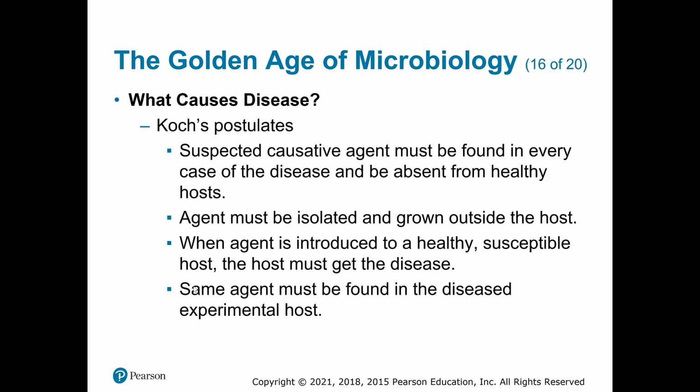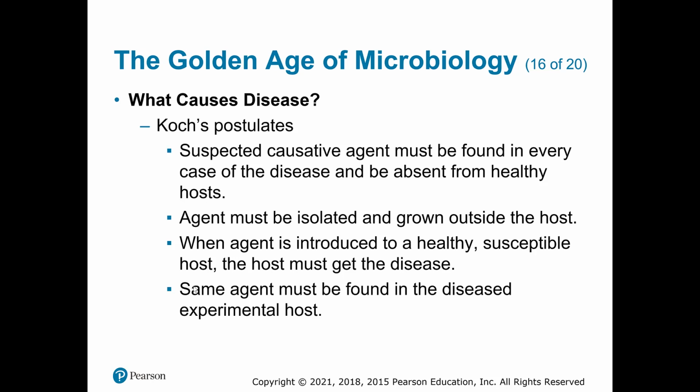The suspected causative agent must be found in every case of the disease and must be absent from every healthy host. So that means in this example that everybody that has that particular respiratory infection has to have microbe A in their system, and everybody who doesn't have this infection must not have microbe A in their system. If that is true, then you move to the next postulate.